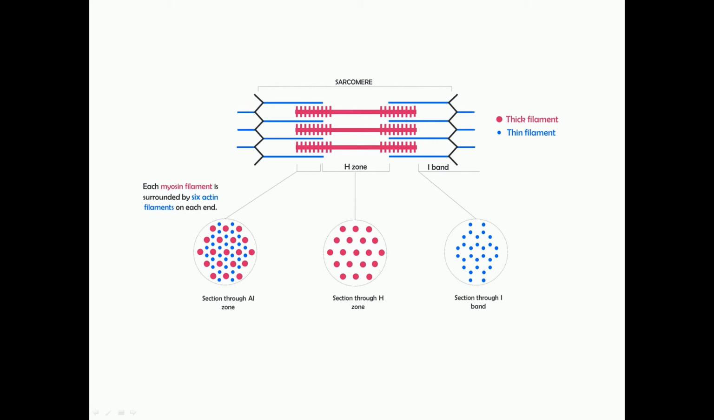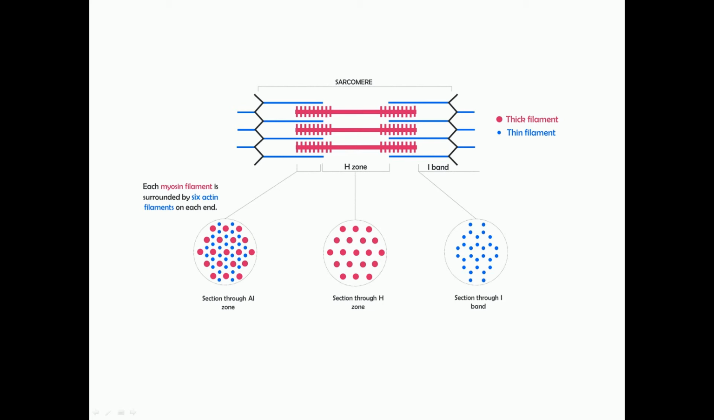Here you can see the black crossed lines, black zigzag lines in the picture at the top. That line is the Z line which we've shown in the previous picture. Between two Z lines is something known as a sarcomere, as I've told you earlier. In this picture you can see one sarcomere which has alternating actin and myosin. Remember the fact that each myosin filament is surrounded by 6 actin filaments.